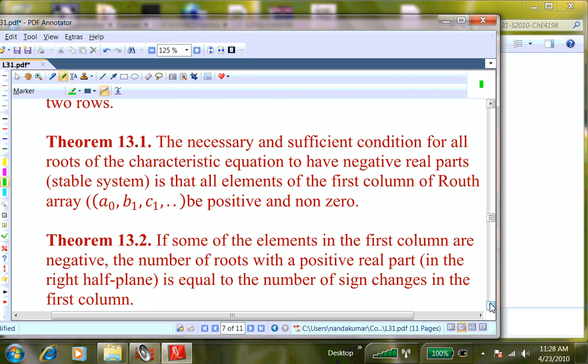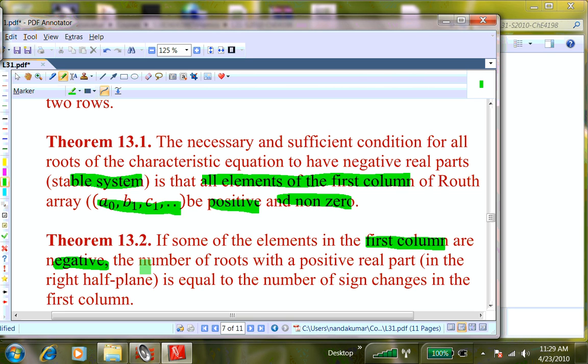The necessary and sufficient conditions for all roots of the characteristic equation to have negative real parts, that is a stable system, is that all elements of the first column of the root table must be positive and non-zero. If they are all positive, there is no sign change, which guarantees that all the roots are on the negative left side. That means the system is stable. If some of the elements in the first column are negative, then the number of roots with a positive real part, that is unstable, in the right half plane, is equal to the number of sign changes.